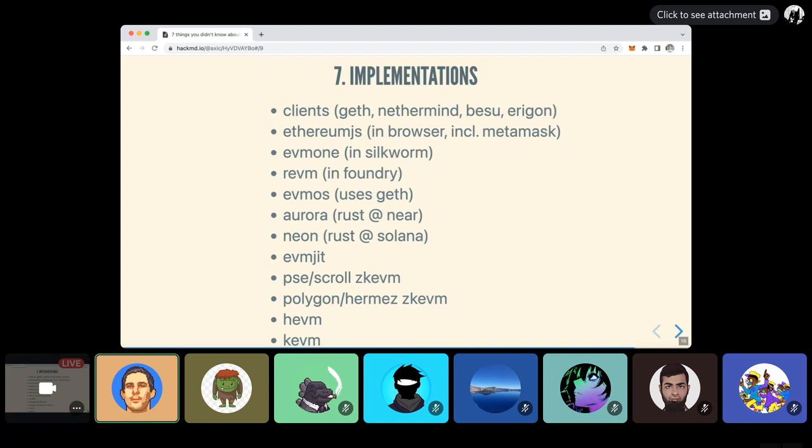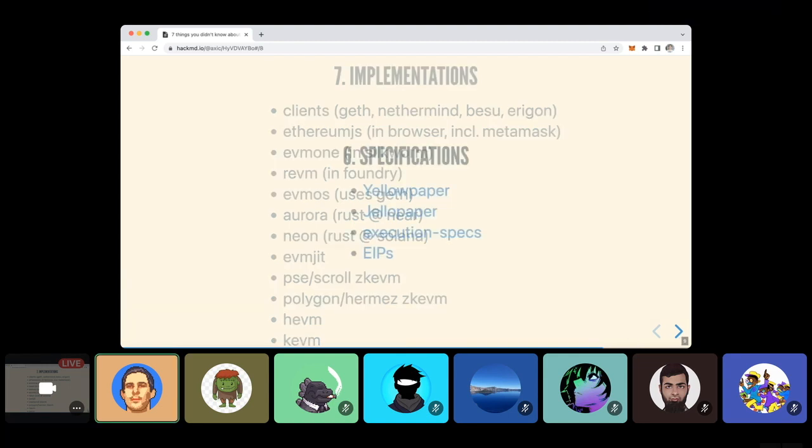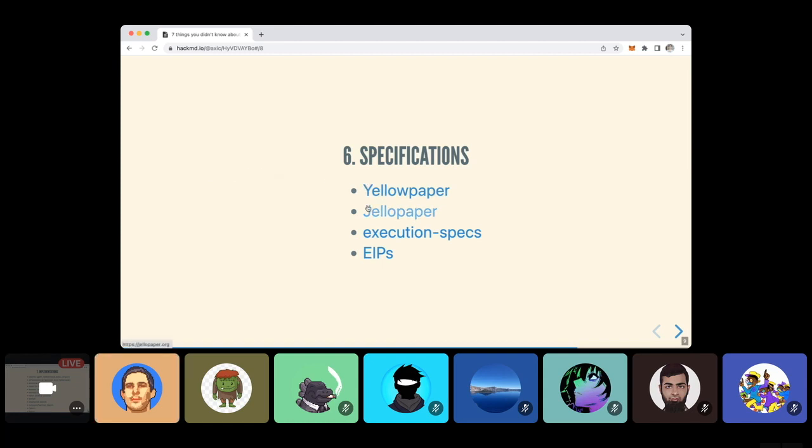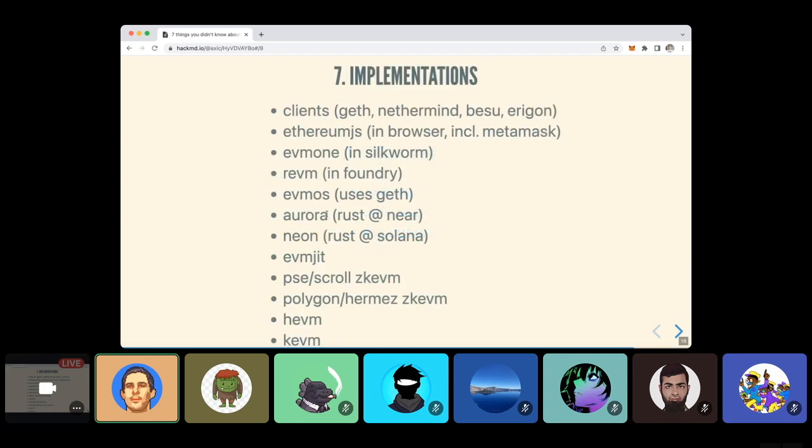And then KEVM is the K framework implementation of EVM, which basically equals the yellow paper, the Jello paper, this one. Because this is just an HTML rendering of KEVM, and KEVM has annotations.